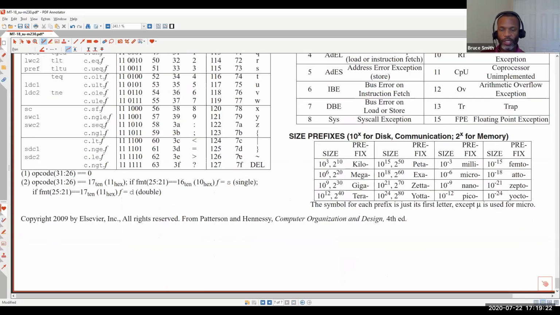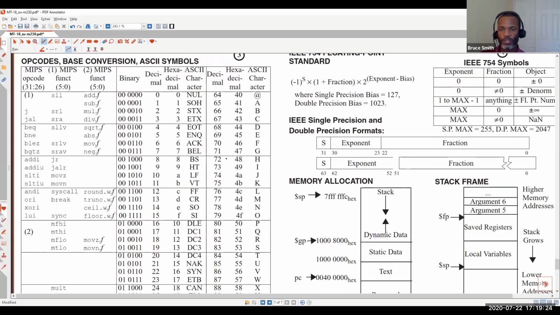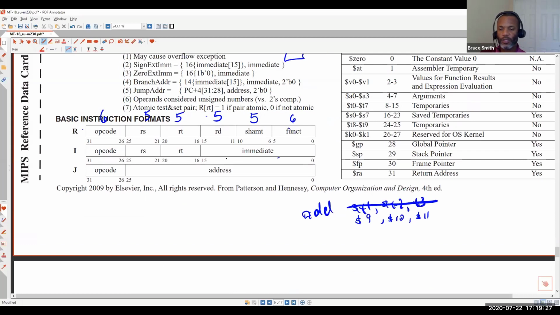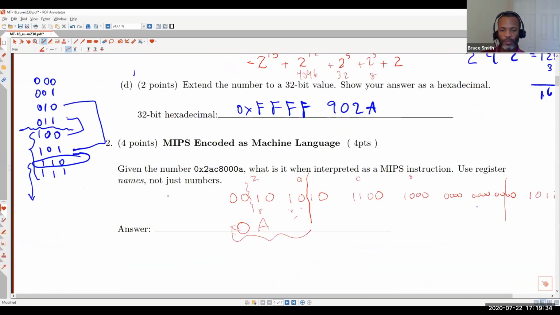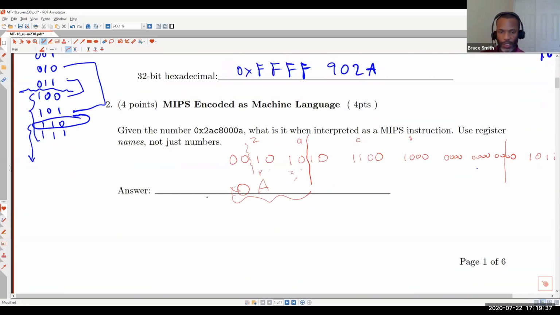Let me see if I can quickly go down to the end, page up. So the instruction that we have is a set on less than immediate. Then it has a couple of different operands that it's working with.